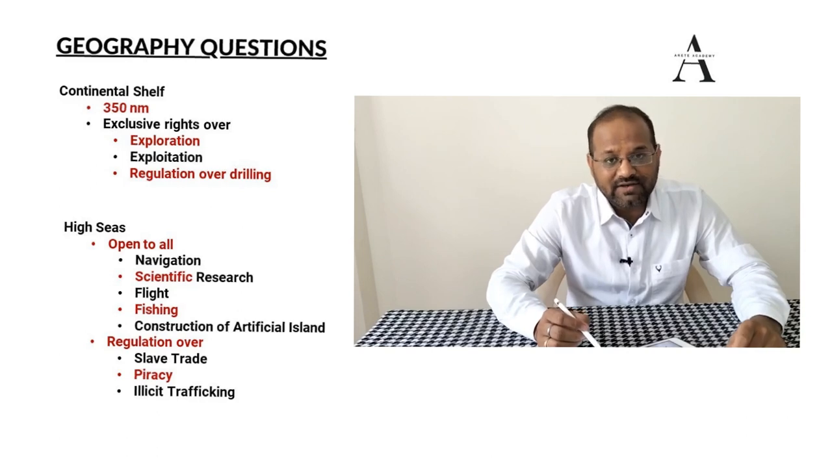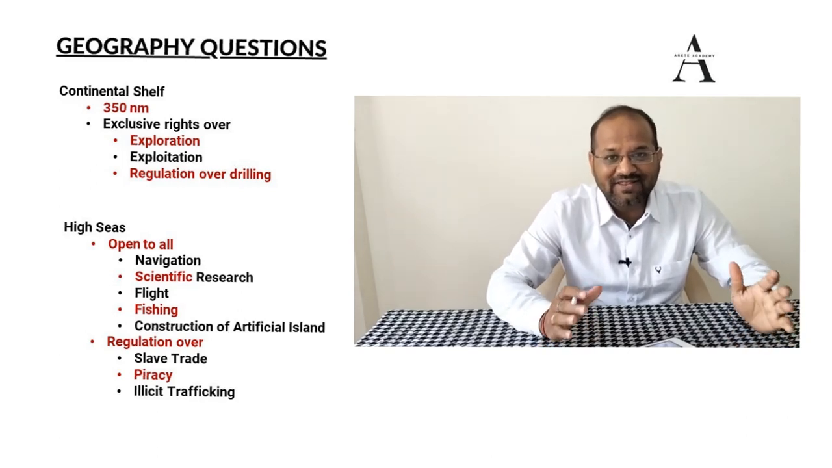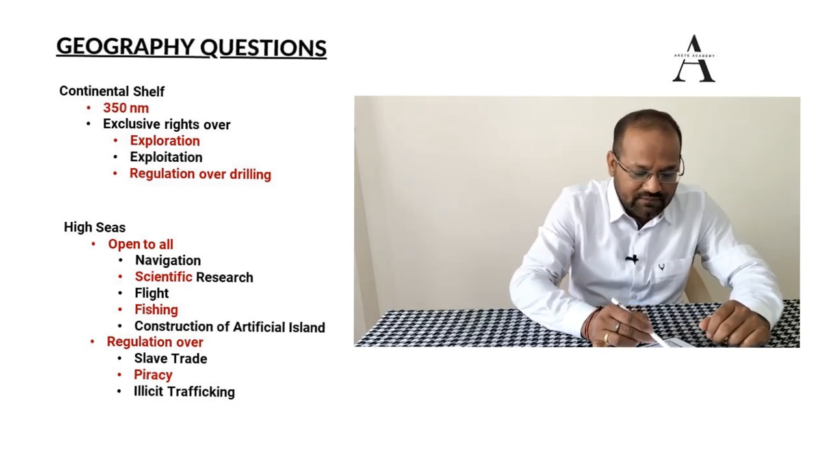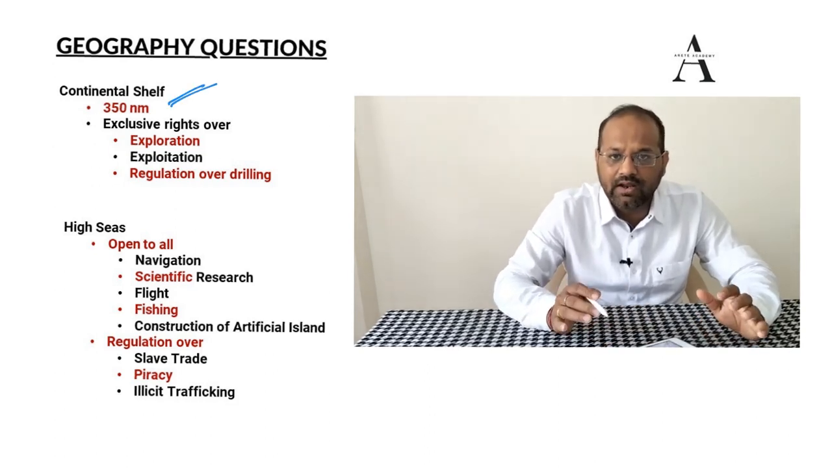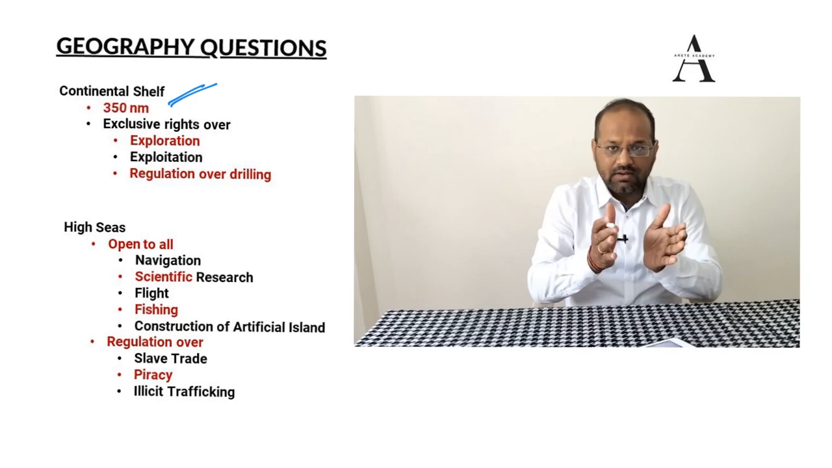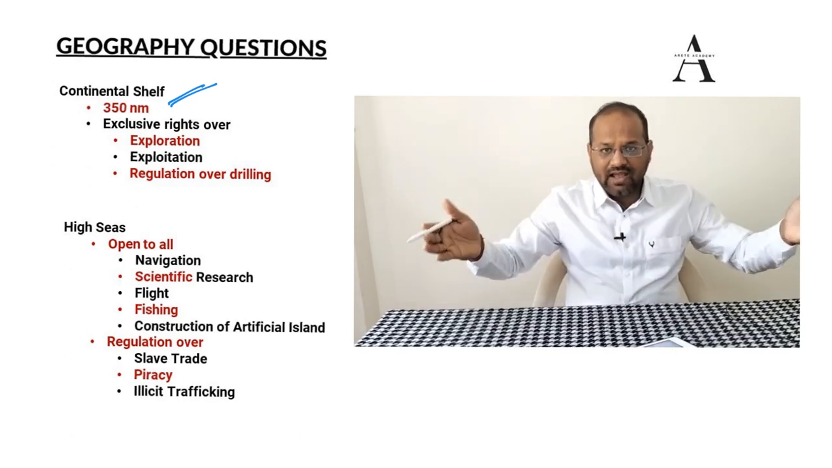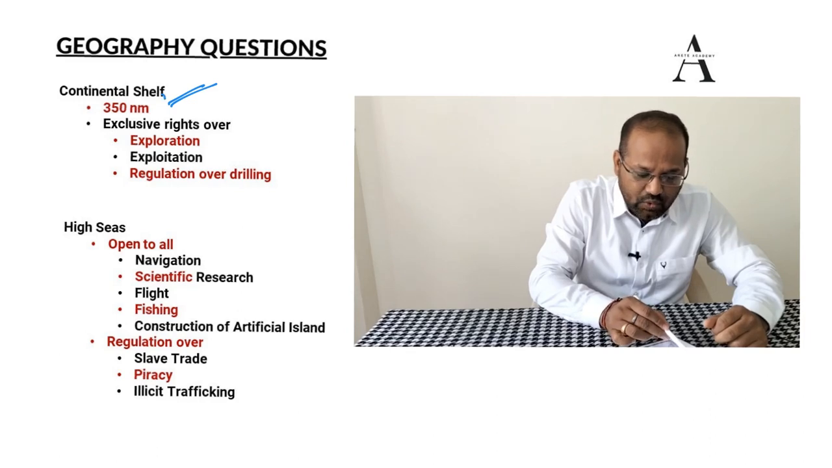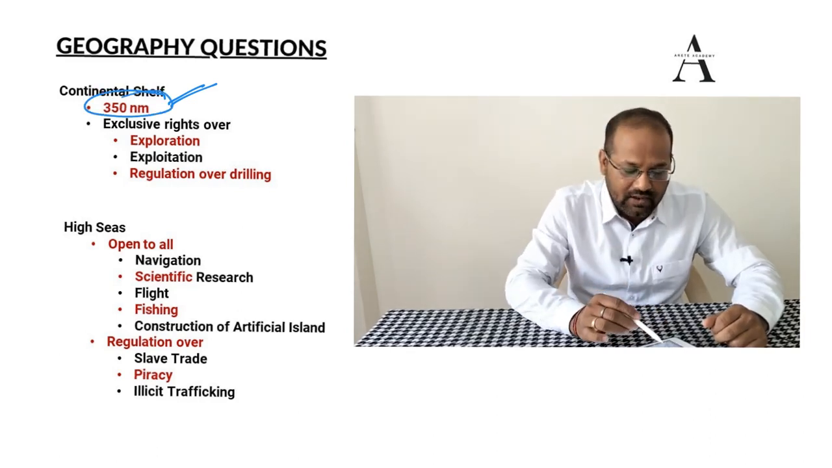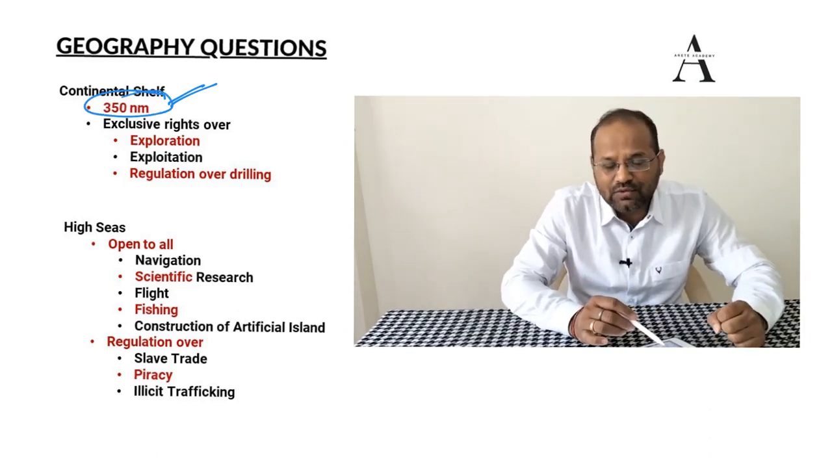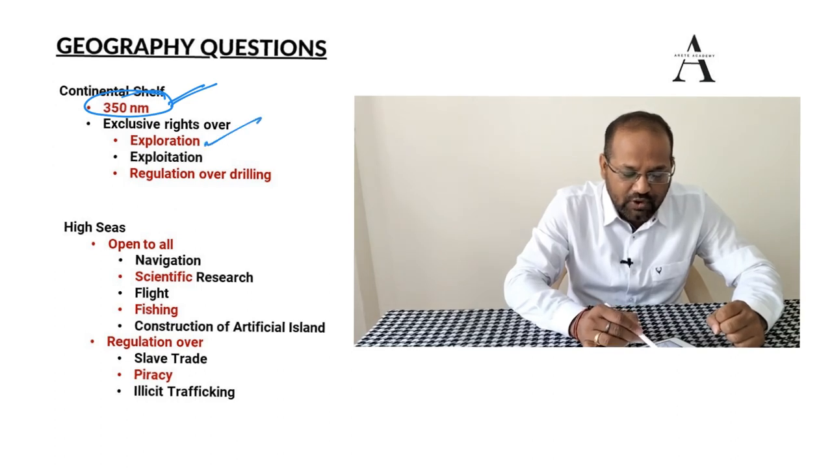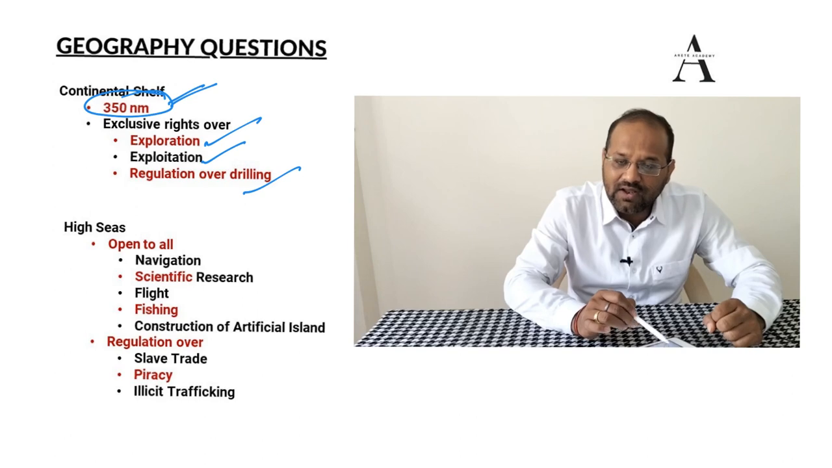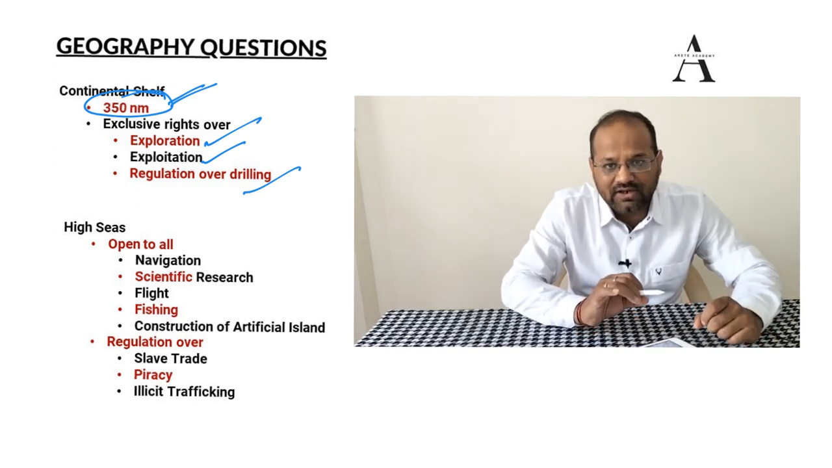Now we have the continental shelf. However, you must be wondering that in those five zones we have not studied continental shelf. But continental shelf is important because every country has certain rights over the continental shelf from their mainland. So those rights extend up to 350 nautical miles, right? And the country will have exclusive rights over exploitation of resources. At the same time, they have to authorize and regulate drilling activities over the continental shelf.